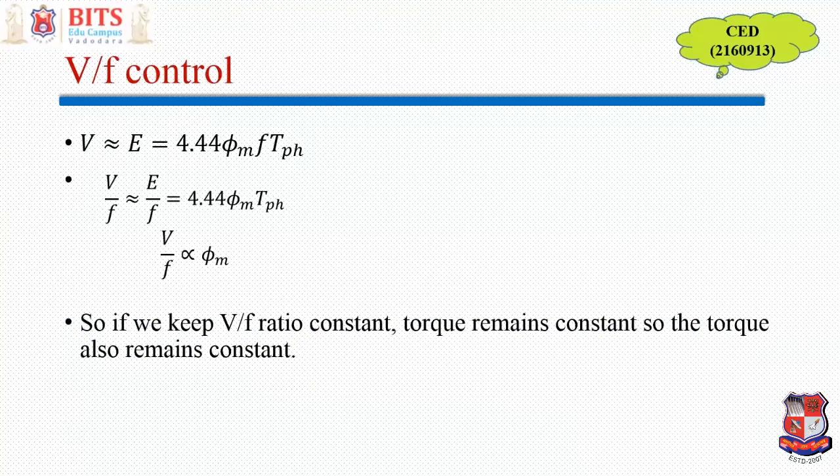And what is the solution? The V by F ratio. If I keep V by F ratio constant, I vary frequency, but at the same time I have to vary voltage also, such that V by F ratio is constant, then flux is constant. So you can have a speed control, but you do not affect the performance of flux of the motor. So motor's torque producing capabilities are not disturbed, and at the same time the stator core does not go into saturation. So this is called the concept of variable frequency control or V by F control.